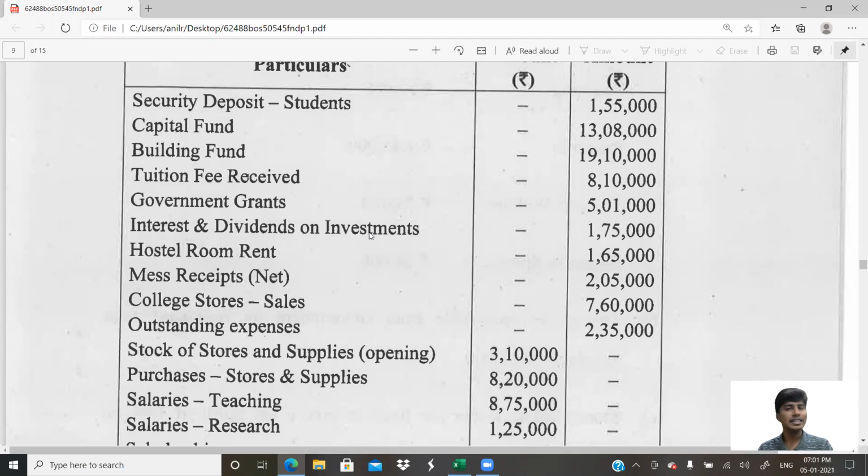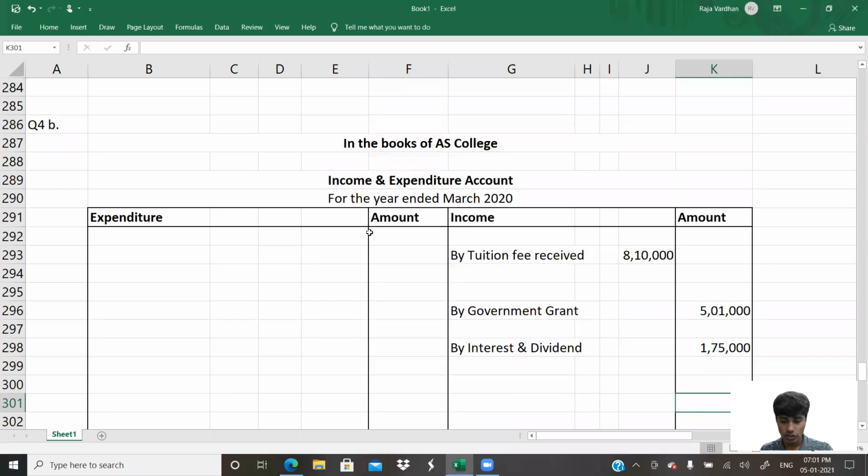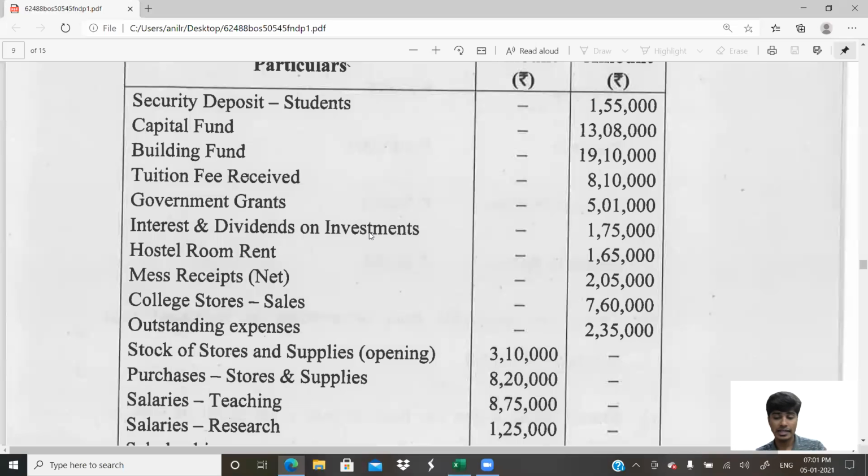Hostel room rent. This college is running hostels and there are rooms there and those rooms have been given out and the rent is being collected. This is revenue or income. It'll go to income and expenditure, 1,65,000. Hostel room rent 1,65,000. Done.